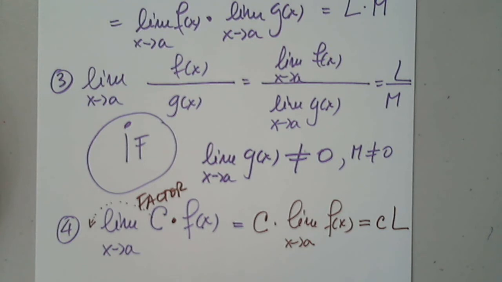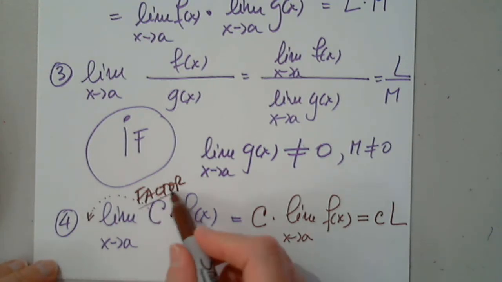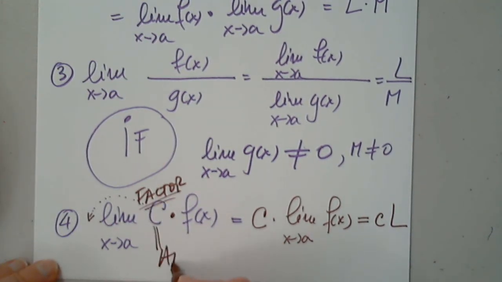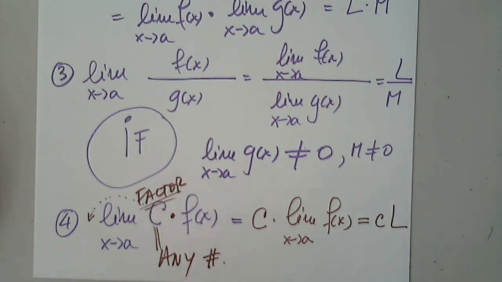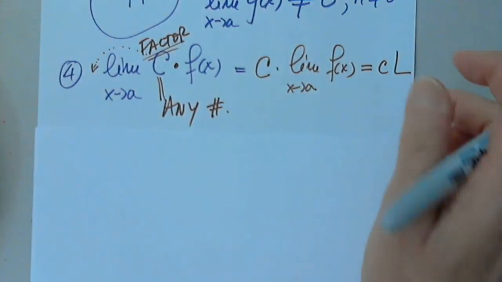Any questions so far? Could you go over what C is again? Any number. A constant. Any number you want. 5, 10, negative 100. Good. One more here.